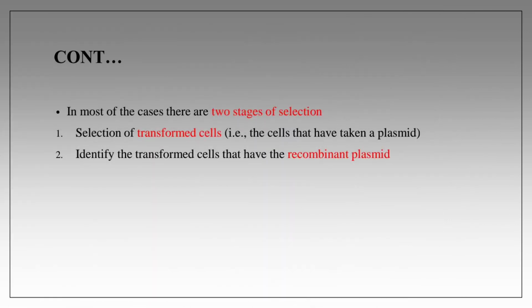In most cases, there are two stages of selection. Number 1, selection of transformed cells, that is, the cells that have taken up a plasmid. Number 2, identify the transformed cells that have the recombinant plasmid.